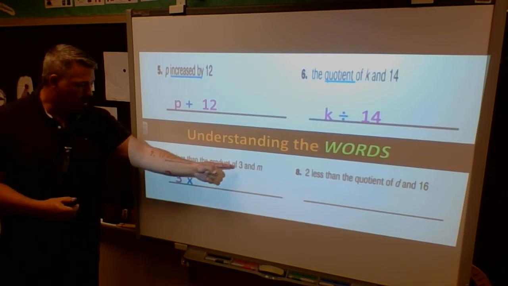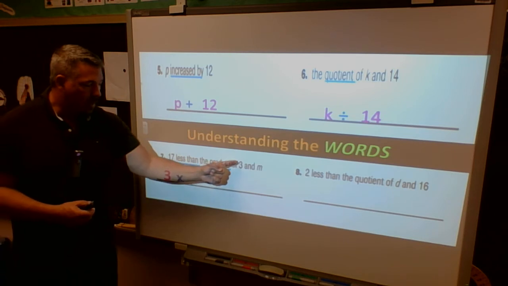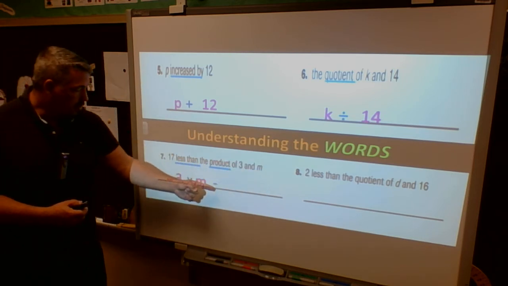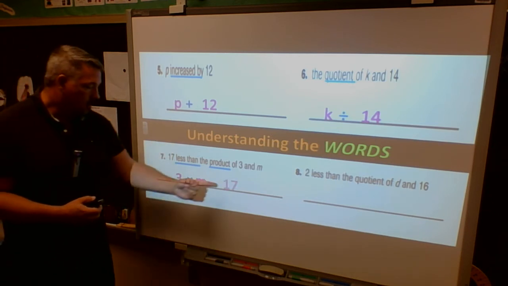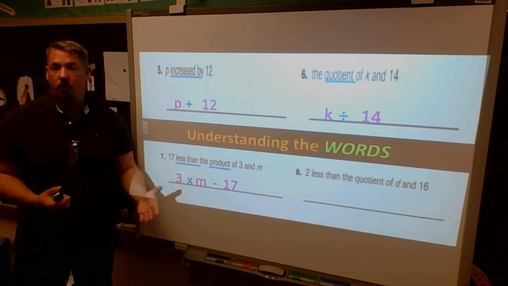So I have a constant of 3 and m. So my product tells me they have to go in this order. So I have 3 times m. And then I'm going to subtract what? Well, there's going to be 17 less than that product. So I'm going to subtract 17. So this would be my 1 point for my answer.